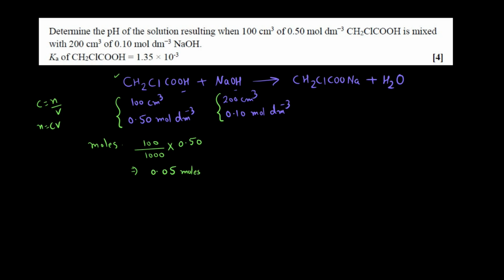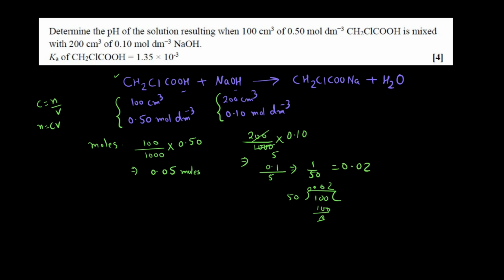Now what are the moles of sodium hydroxide present? Volume we change into dm³ multiplied by 0.10, its concentration. So this comes out to be 0.1 over 5, or we can say this is 1 over 50. So this comes out to be 0.02 moles.